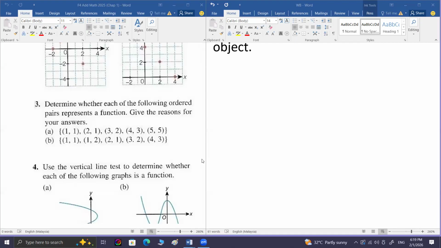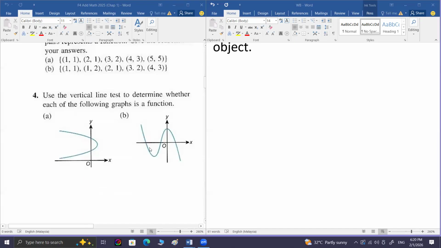What about 3B? 3B is not a function because it is a many to many relation. Okay, Nana? Not a function because it's many to many relation. Got it, class? Okay, now look at question 3 now.